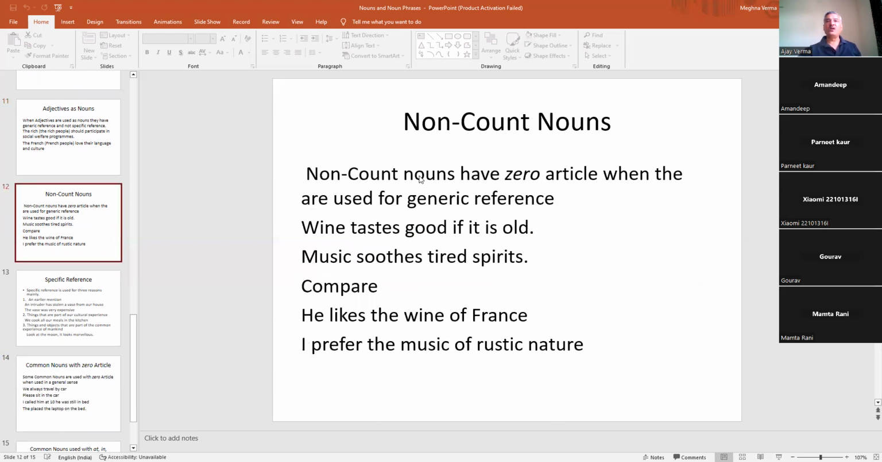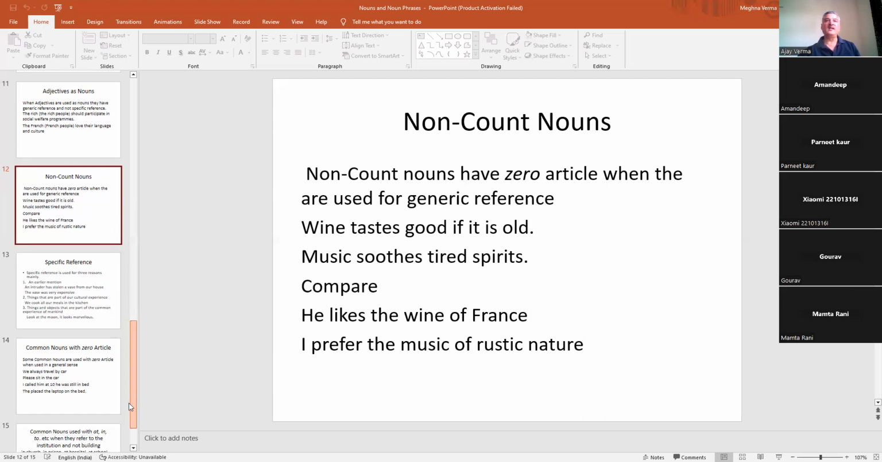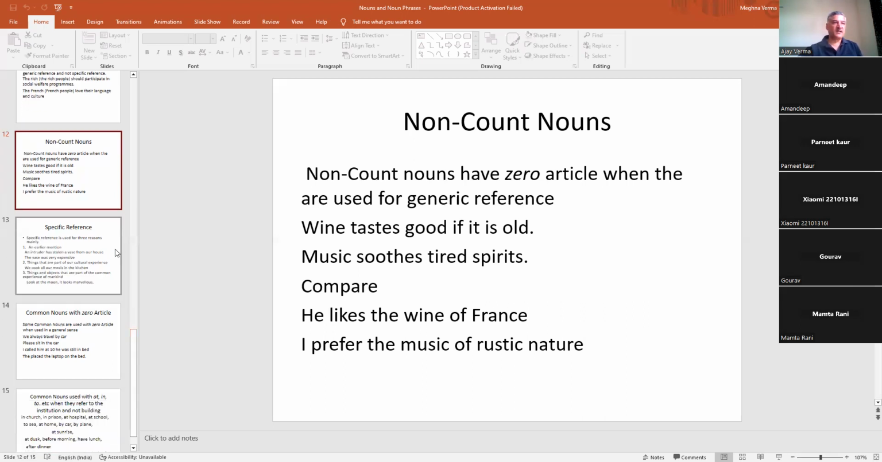Now, when non-count nouns are used for generic reference, zero article is used. This I have already discussed. Most of the time we don't use the with non-count nouns. Wine tastes good, music soothes tired spirits, and compare this with he likes the wine of France. If there is post modification, after wine, of France makes it specific. So here we will use the, but when it is used without post modification, there will not be any article with it.